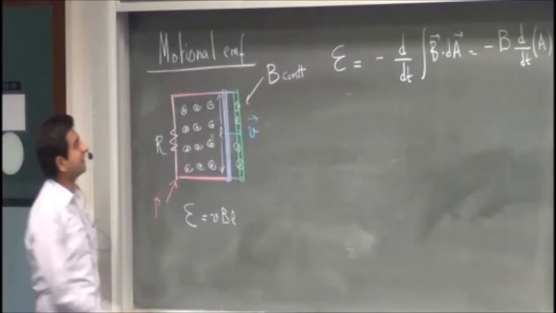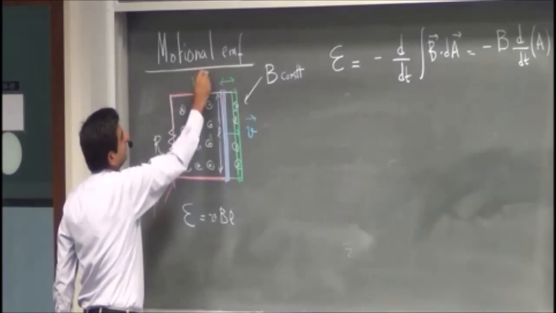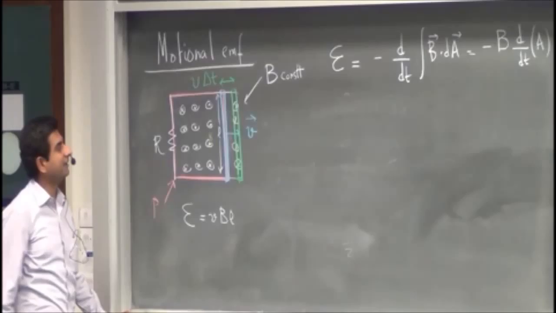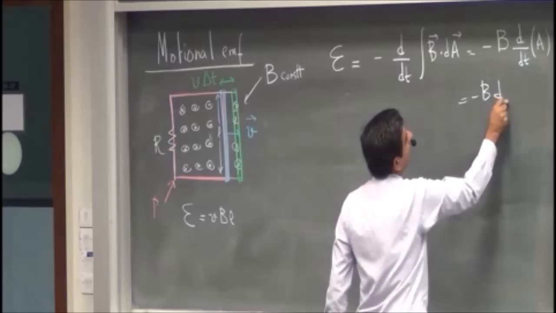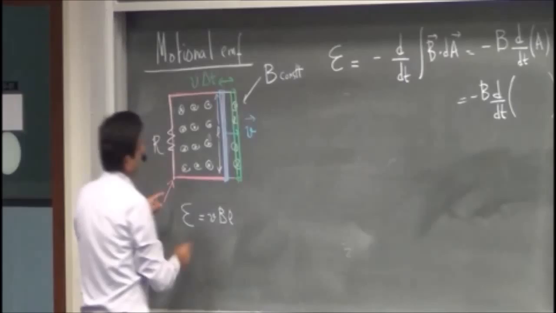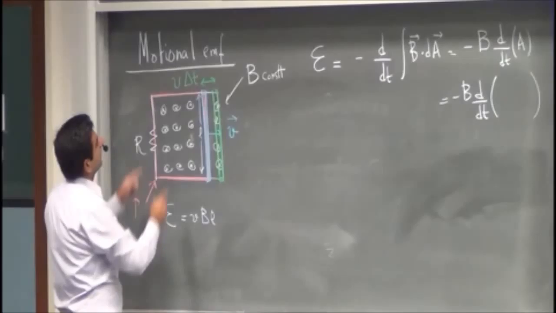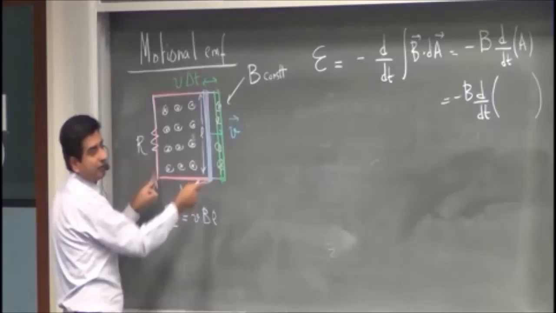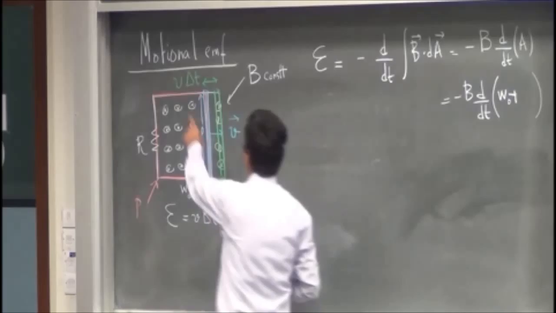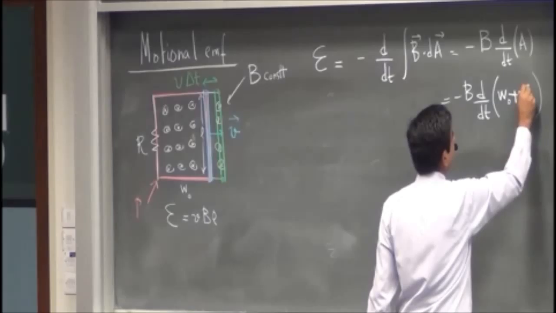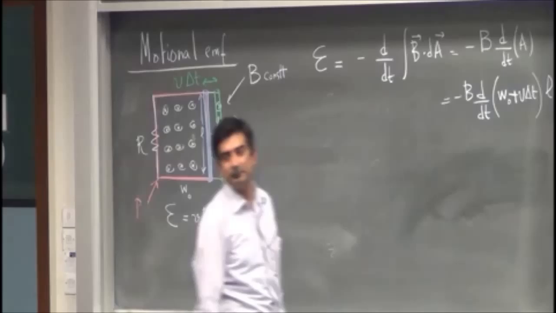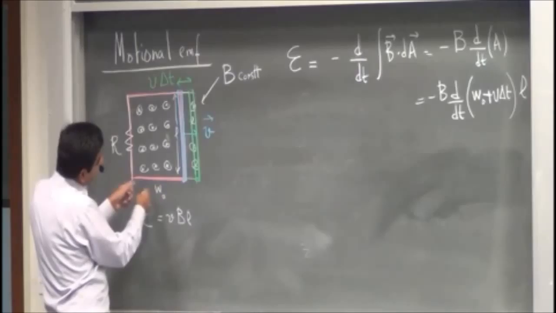Correct? Now this area is changing with time because at some later location the rod has moved to this point. So the distance that it has moved in time, say delta t, is V delta t. Okay? So the area is now a function of time. So I get minus B d by dt of the area, and what is the area? It's simply this initial length, let's call it W naught, fixed, W naught plus V delta t, into L, right?